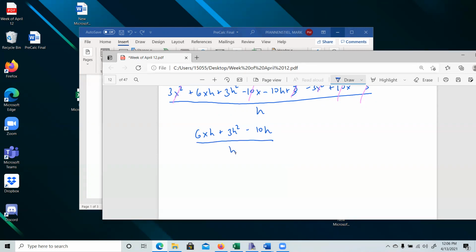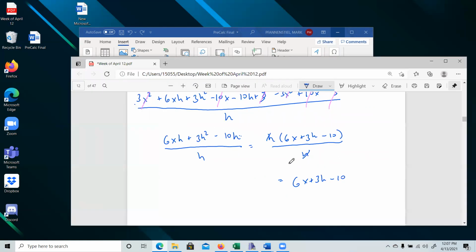Now, the next common mistake, provided you got to this point, is that they cancel the h's here and forget about the other two. Don't do that. So that's h times 6x plus 3h minus 10, all divided by h, because I think it's safer to factor them out rather than trying to cancel. So we'll just cancel once, and our answer is going to be 6x plus 3h minus 10. All right, so that's pretty straightforward, a difference quotient for a polynomial, for a quadratic specifically.